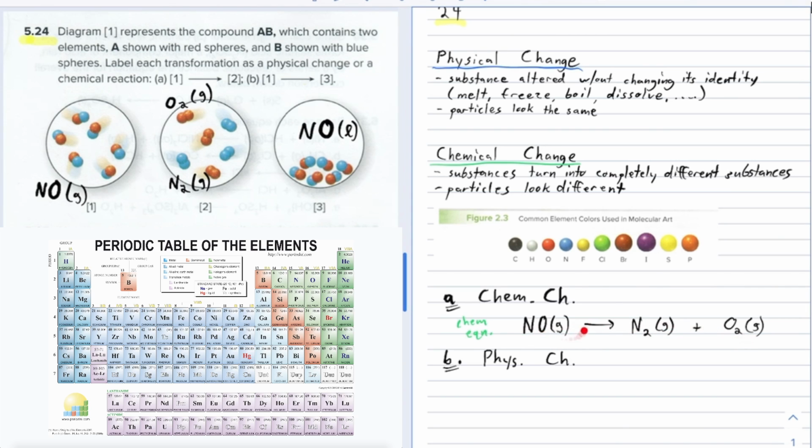Now it's not balanced. I mean, we could balance it, but that's later on in this chapter.